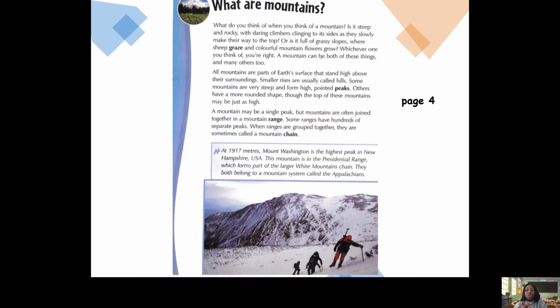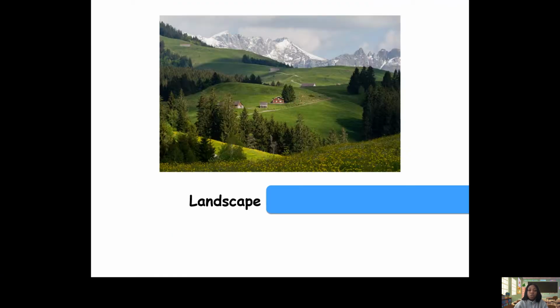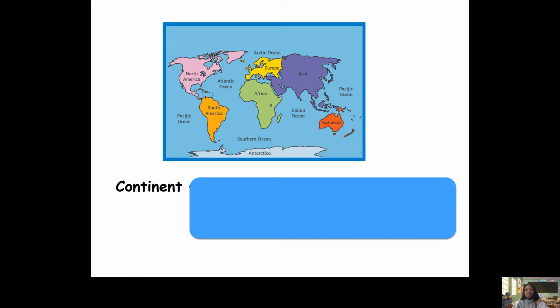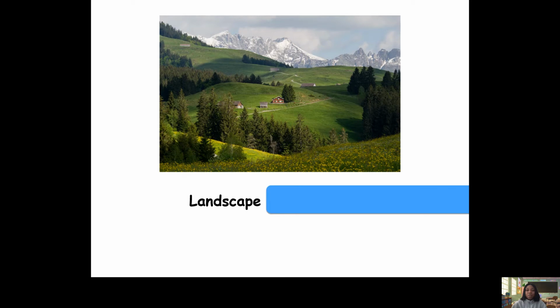Okay, fantastic. So those are the words that we are going to be learning this week. So just to go through them all again, just to name them: tectonic plates. I say it, you repeat. Tectonic plates. Fantastic. Continent. Peaks. And then we have landscape.